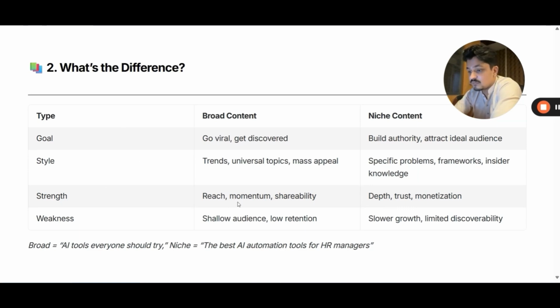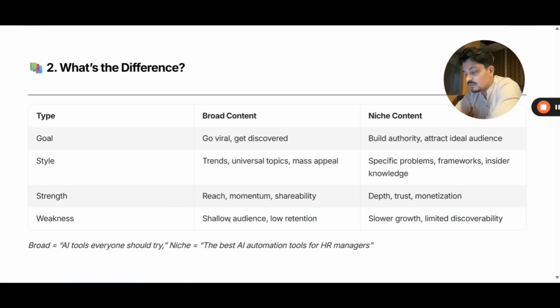As for the strength, obviously broad content has reach, momentum, shareability. This is the main strength of broader content. You get the virality, you get the attention, right? As for niche content, the strength is depth, trust, monetization. You can easily monetize your viewers quickly as compared to broader content. So this is the strength that niche content has.